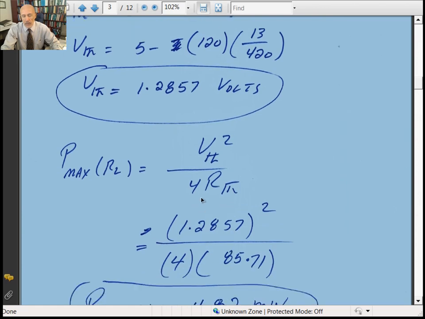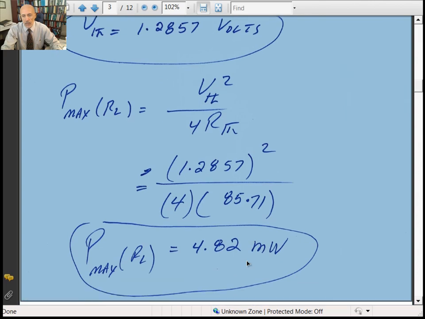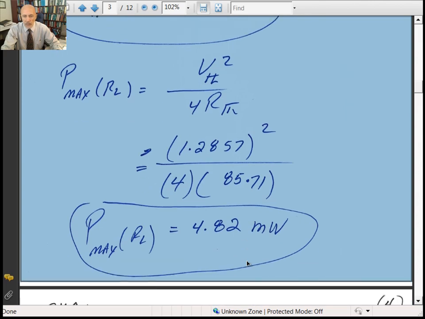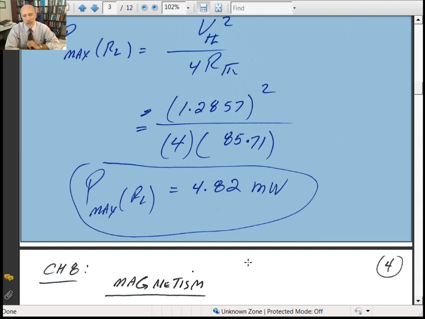We got those values. V Thevenin is 1.2857, and R Thevenin we calculated to be 85.71. That gives you about 4.82 millivolts. We have this set of homework problems, and I think that was the last one that I want to work out. Please email me with any questions you have in Chapter 7.